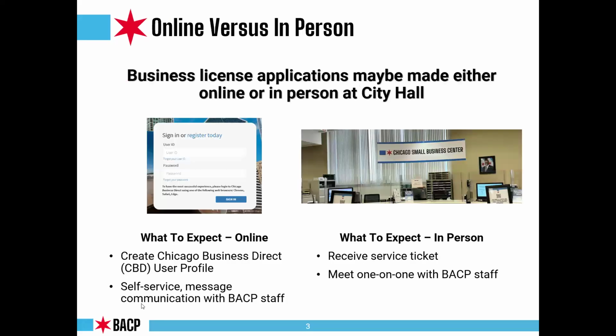And so to begin, let's talk a little bit about applying online versus in person. Applications to obtain a business license can be submitted via our online platform, Chicago Business Direct, or in person at City Hall. If you choose the online option, you'll first need to register by visiting chicago.gov/businessdirect. Once there, you'll create a profile. It is important to note that only one user profile is allowed per person.